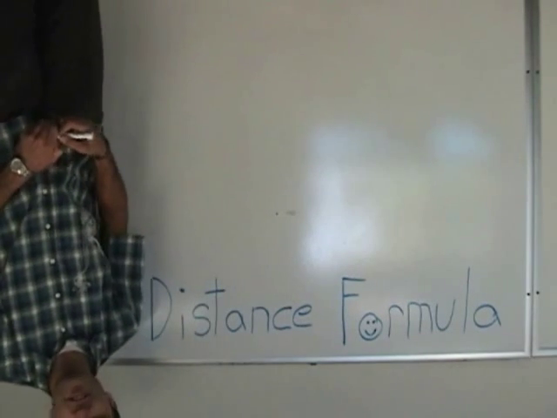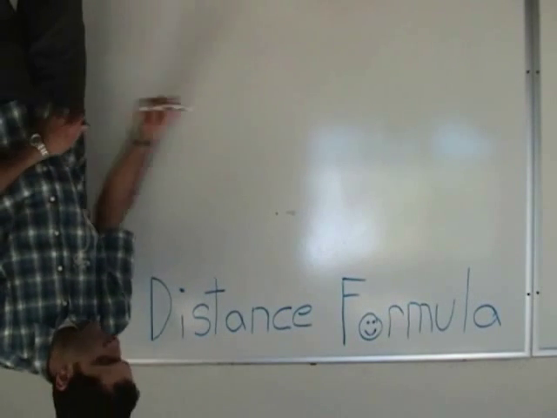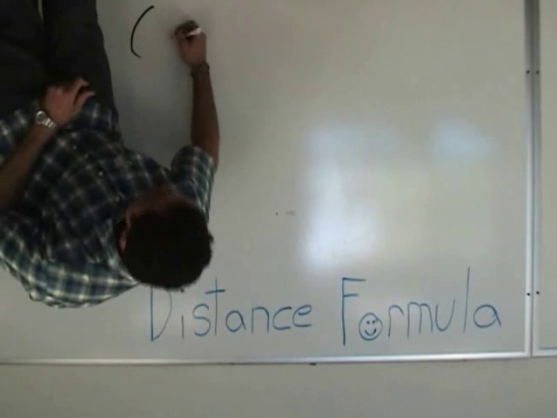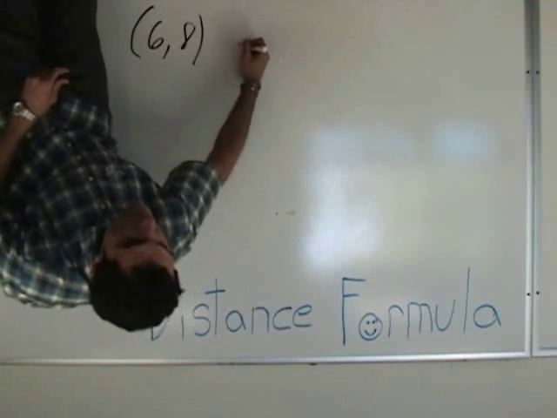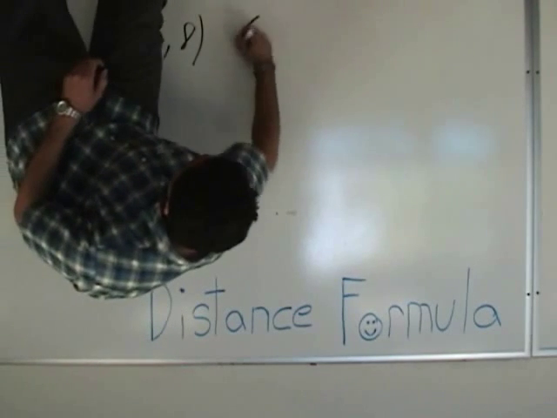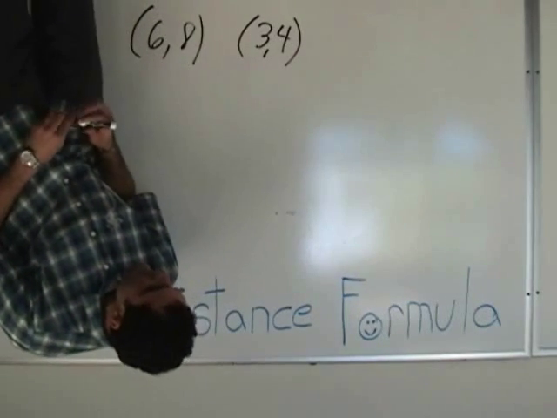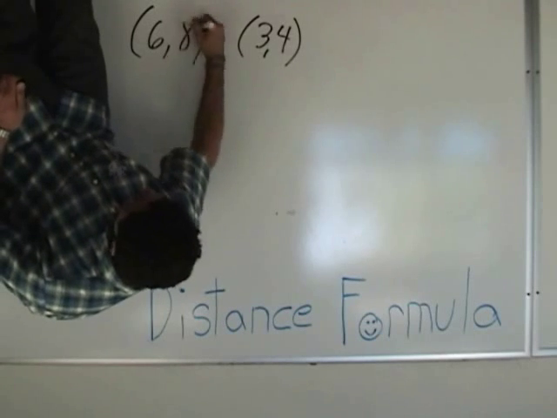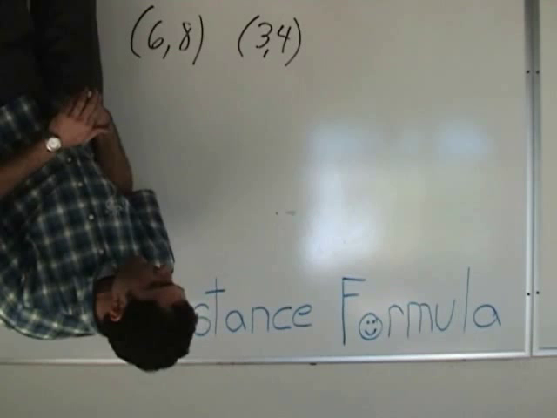Okay, let's say you have 2 points and you want to get the distance between those points. Point number 1 will be 6, 8. And the second point is 3, 4. The purpose of today's lesson is, what's the distance between these 2 points? There's a formula for it. There's one formula today.